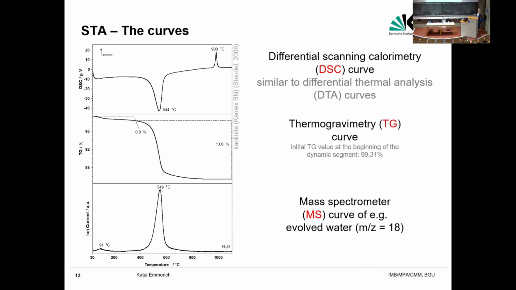The second curve you see here is the so-called thermogravimetric curve, TG, and there you see mass changes. Most of the time it will be a mass loss, but I will show you an example where you can also observe a mass gain in minerals that you find in clays. And at the bottom you see an example of a curve from the mass spectrometer.